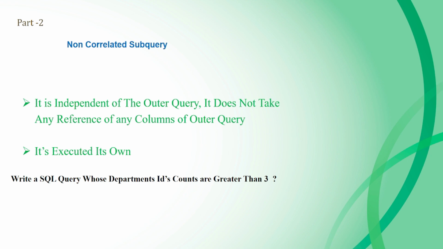Here we have written one more problem statement to understand this non-correlated subquery. Let's try to understand it: write a SQL query to find the department IDs whose counts are greater than 3. Let's move to the SSMS screen and try to understand this non-correlated subquery. We need to fetch only those department IDs whose counts are greater than 3.